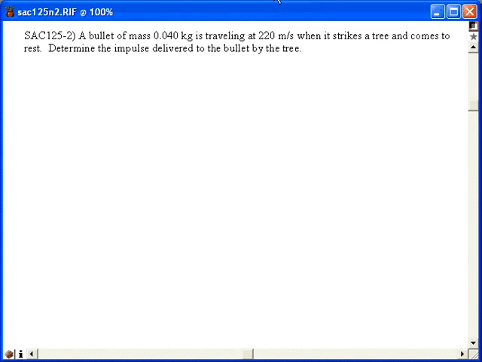Okay, in this one, we've got a bullet shot into a tree, and I want the impulse delivered to the bullet by the tree. Our impulse, by definition, is force times the time interval during which the force was acting, and we know neither the force nor the time interval, so we're probably not going to be able to get the impulse directly from the definition.